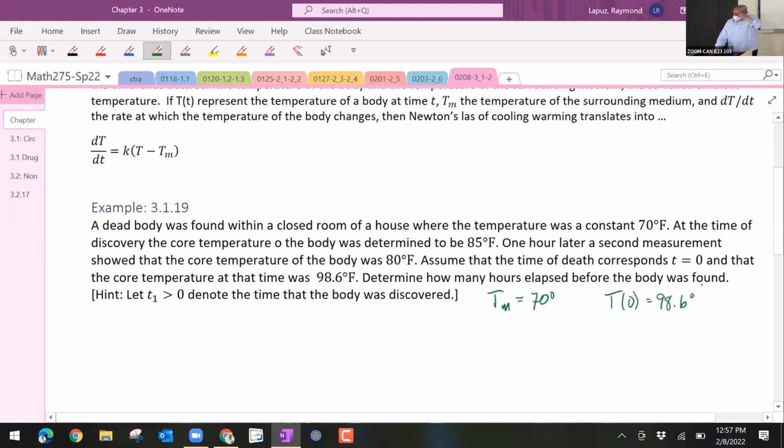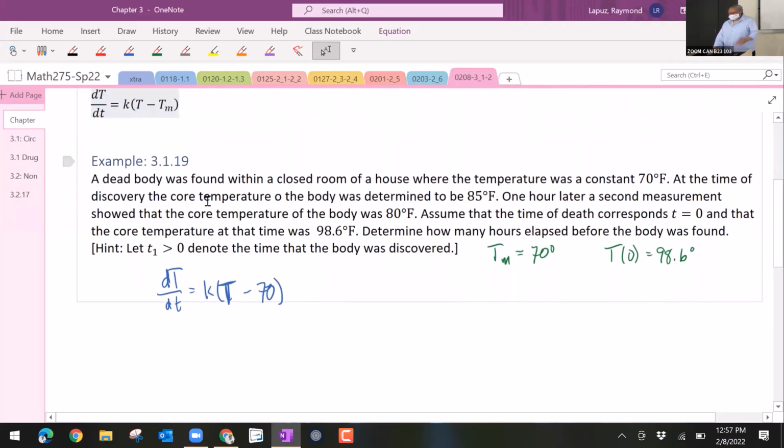And then we'll use this differential equation to begin solving. dT/dt is going to be equal to k times (T minus T sub m), which is 70. So we might as well just put 70 there right now. By the way, since this is a cooling, there's no explicit negative sign in front of the k, so when we solve for this, we're probably going to find that k is a negative number because the temperature is going down.